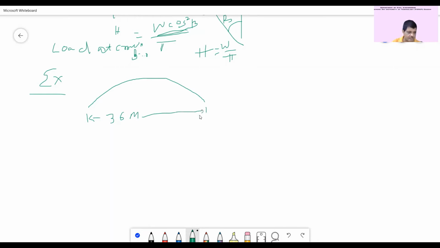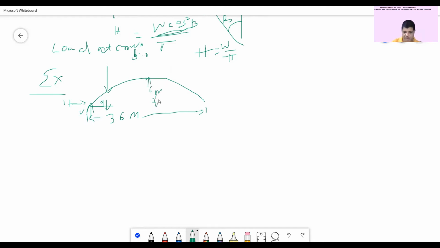Then you have a point load acting at a distance of 9 meter from this end. So this distance is 9 meter from here, from the left hand support. Okay. So this is B and this is H. And this rise is given 6 meter.